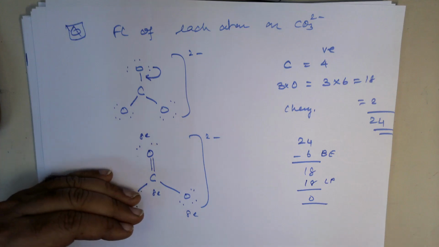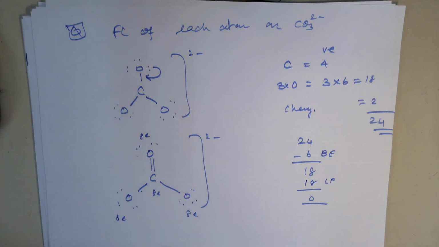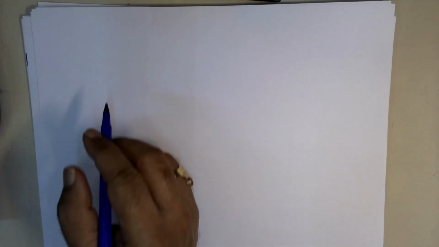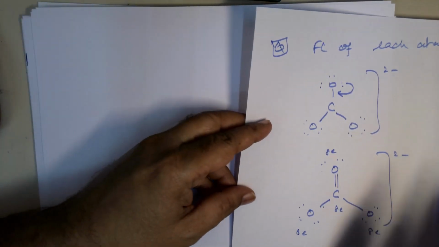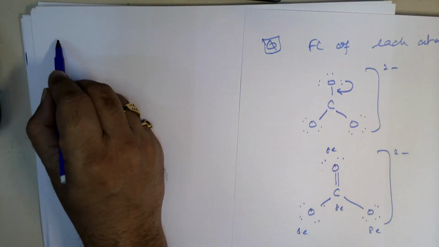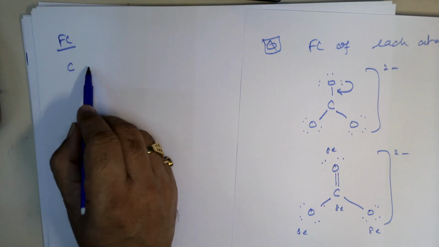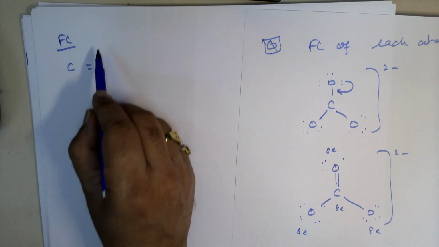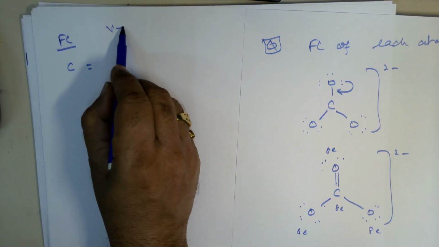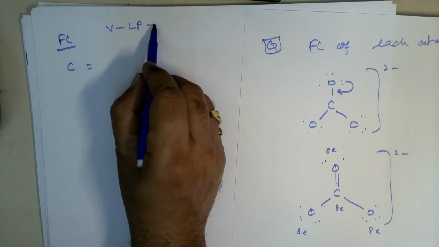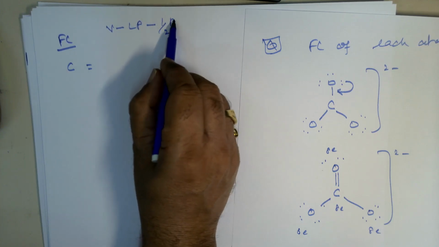Based on this Lewis structure only, you can account for formal charges. So shall we calculate the formal charge of carbon first? Look at the structure. Now formal charge for the central carbon, tell me, what is the formula? Valence electrons minus lone pair of electrons minus half of the bonded electrons.